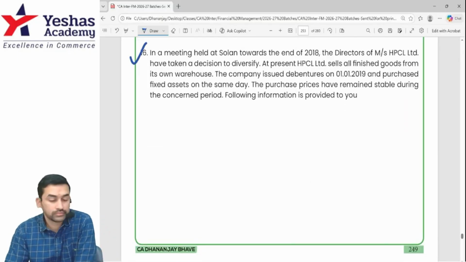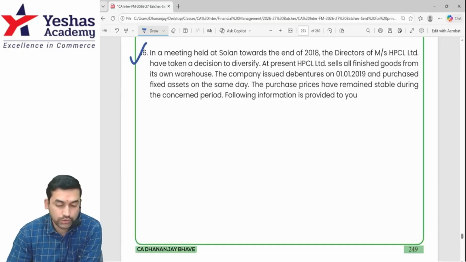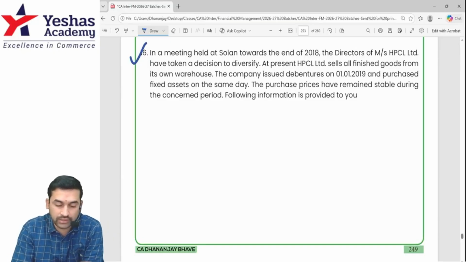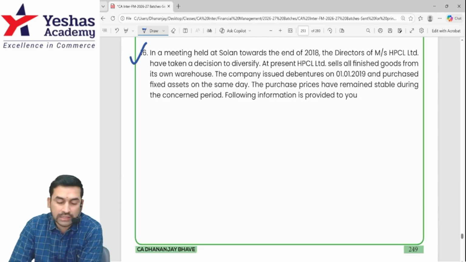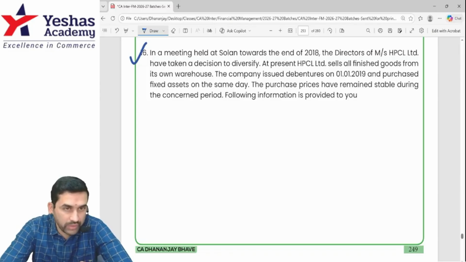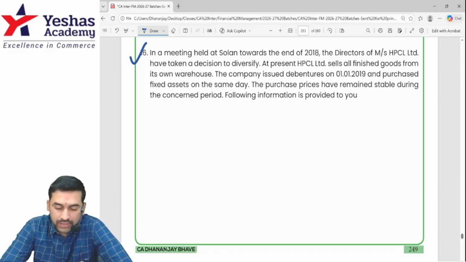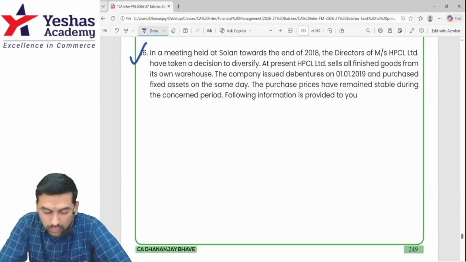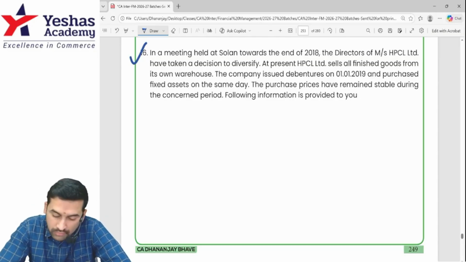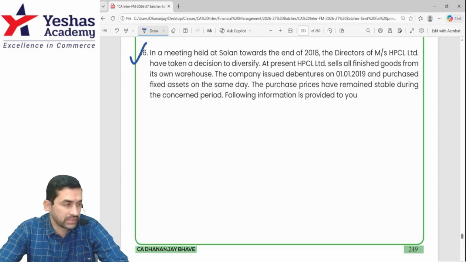In a meeting held at Solent towards the end of 2018, the directors of HPCL have taken the decision to diversify. At present, the company sells all finished goods from its own warehouse. The company issued debentures on 1/1/2019 and purchased a fixed asset on the same day.